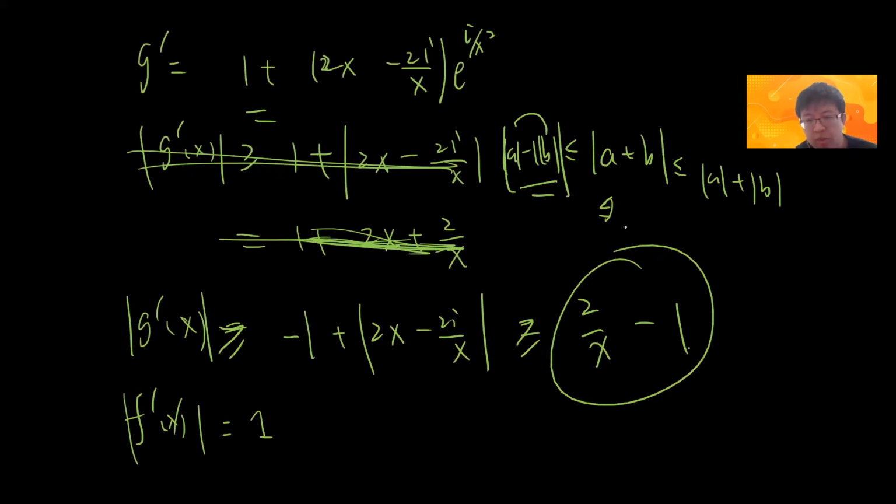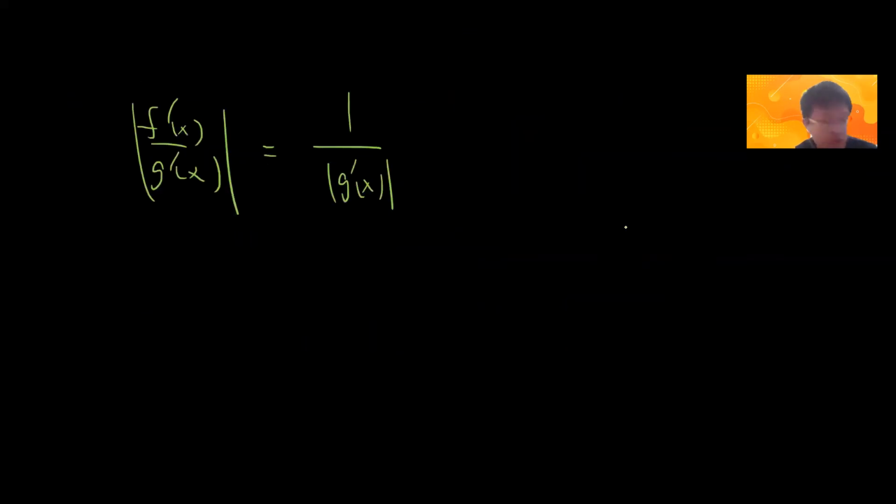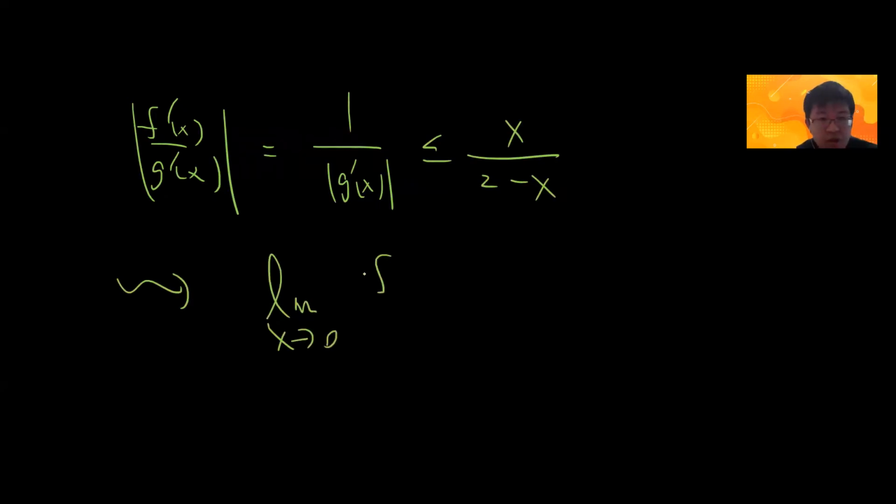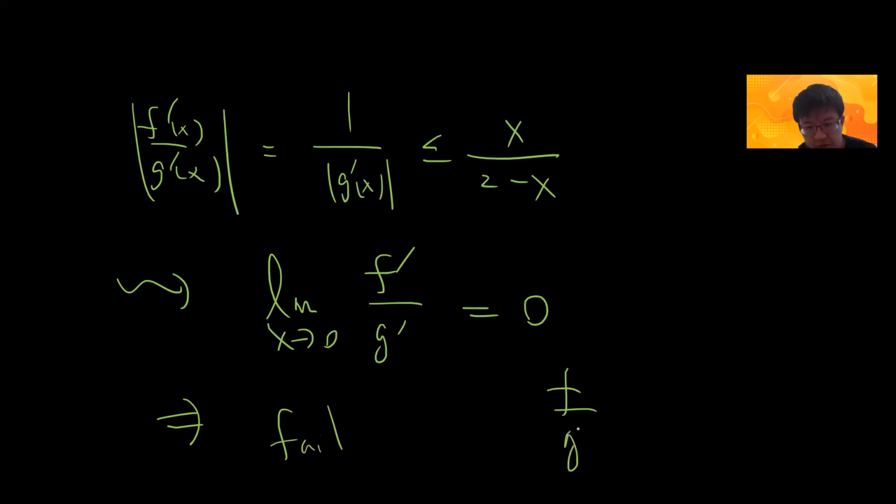Greater or equal to 2x minus 1, right? So this term will be less or equal to x squared minus x. So when x approaches 0, you get f prime over g prime, which is 0, right? Because x goes to 0. So it fails, right? Because we just proved this guy is 1. So they are not the same.